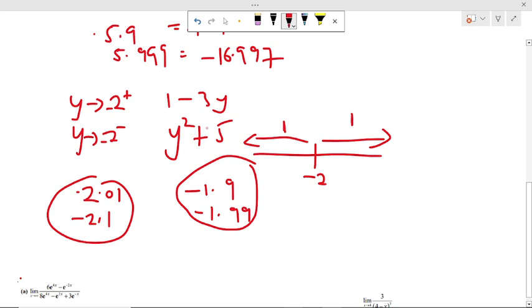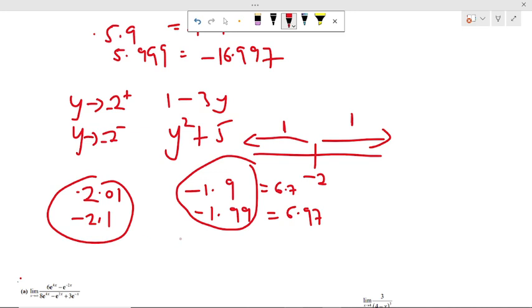So now evaluating in the positive direction, 1 minus 3 multiplying -1.9, I'm going to get positive 6.7 for the upper one. Then for -1.99, I get positive 6.97. So it means that it is approaching 7 for that.